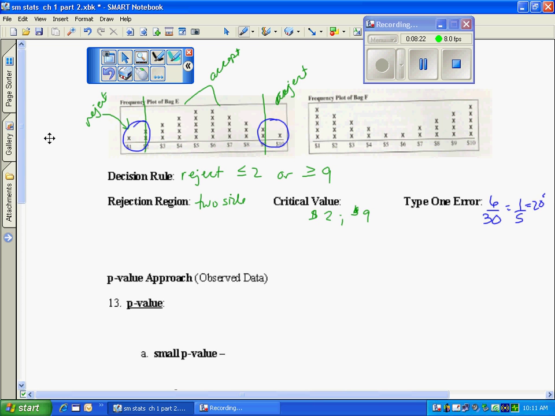Now, I could narrow this if I refine my decision rule. A 20% chance of an error is pretty big. If I refine and use these as my decisions, change it to be less than or equal to 1 or greater than or equal to 10, my critical values are 1 and 10, and here it would be 2 out of 30, or 1 out of 15, which is a much smaller chance of an error. We want to reduce the chance of making that error.